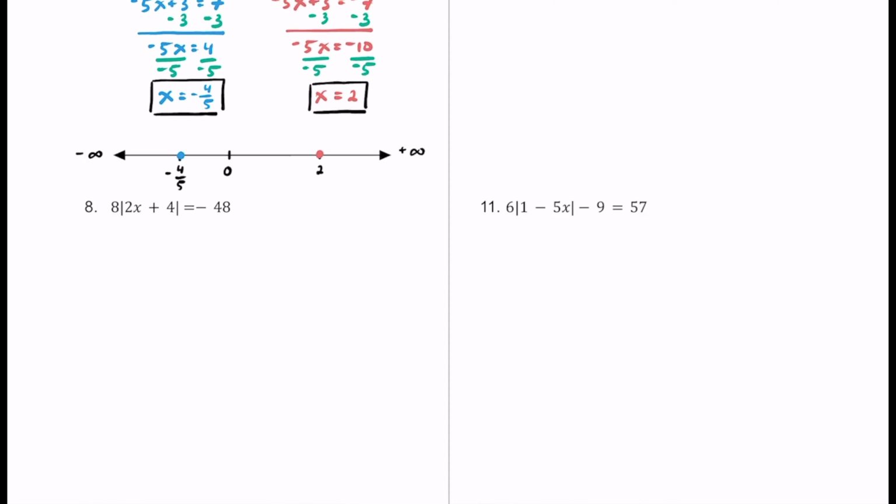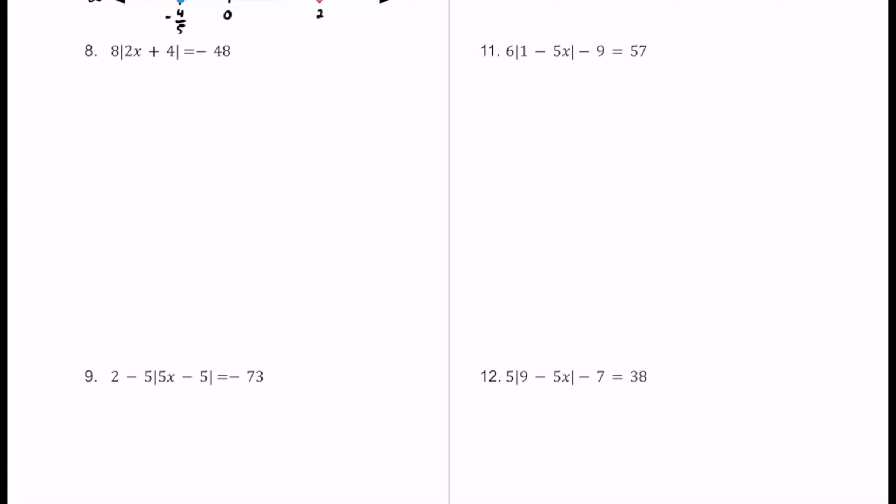All right, for number 8, we have 8 times the absolute value of 2x plus 4 is equal to negative 48. Now we see these bars, so we want to isolate it, so we have to get rid of this 8. All right, so here is the original equation, and to get rid of that 8, what we can do is divide both sides by 8. That way these 8s will cancel with each other. On the left side, we will just be left with the absolute value of 2x plus 4. And then that's going to be equal to negative 48 divided by 8, which is negative 6.